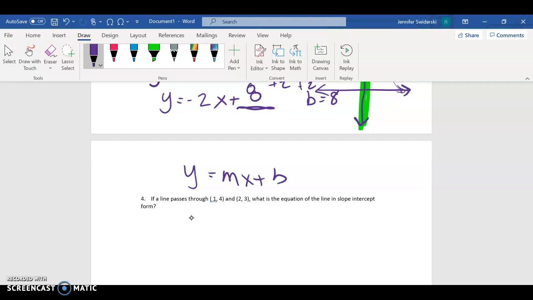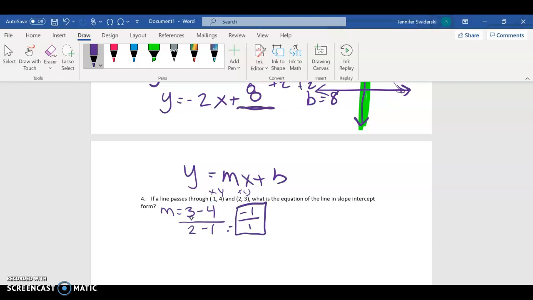It's always y2 minus y1. So my slope is equal to 3 minus 4, y2 minus y1, over x2, which is 2, minus x1. So 3 minus 4 is -1. 2 minus 1 gives me 1. So my slope is -1. Now, plug in your points.